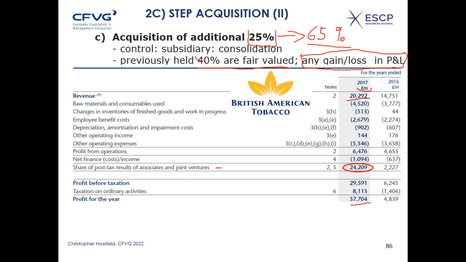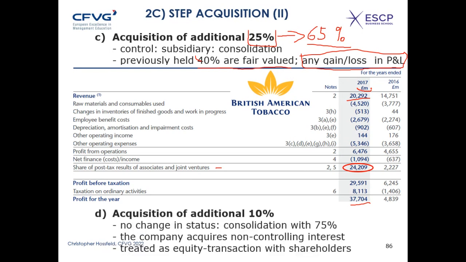And then lastly, I have 65%, and now I buy another 10%. So that means now I own a total of 75%. However, going from 65 to 75% is not a big deal. Why not? Because there is no change in status. I controlled the company before with 65, now I control with 75. Well, control is control, so it doesn't really change my consolidation procedure at all. So there's no new goodwill calculation, nothing.